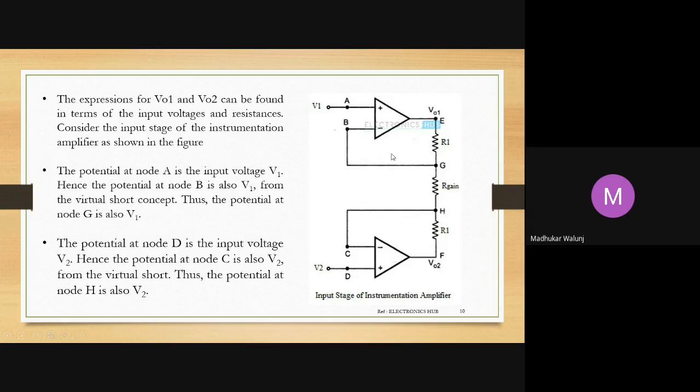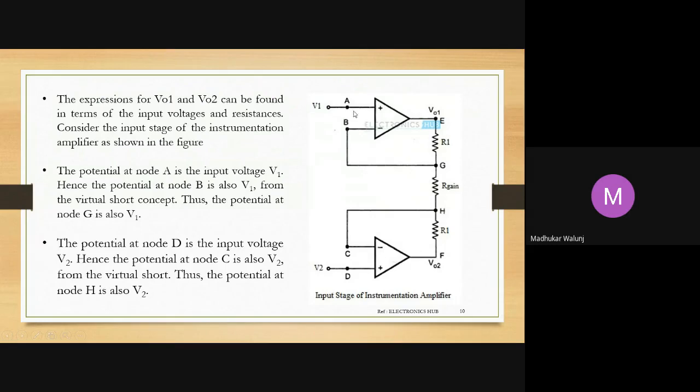Now the expression for VO1, which is the output of the first operational amplifier due to V1. We have to calculate the expression for VO1, and as well the expression for VO2, where the input is V2 for the lower operational amplifier. These will all be available with the help of currents, resistances and voltages. So we consider the input stage of the operational amplifier, the first stage.